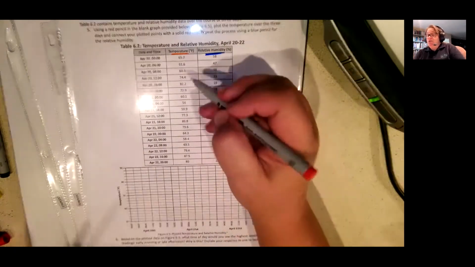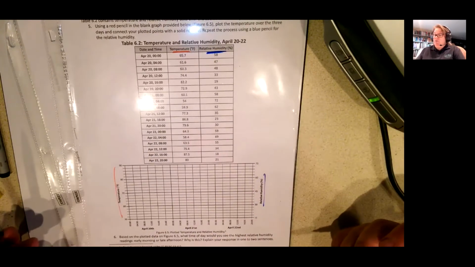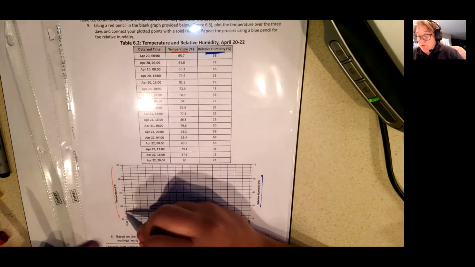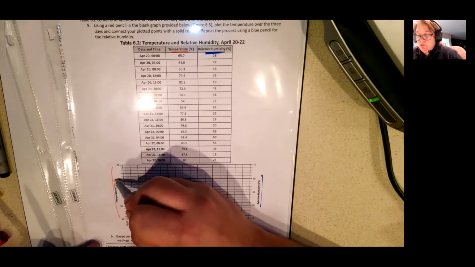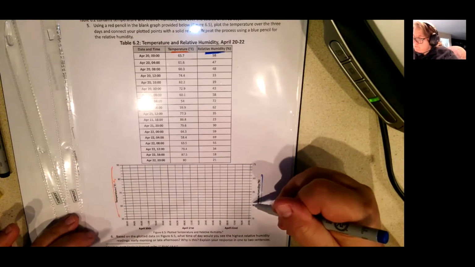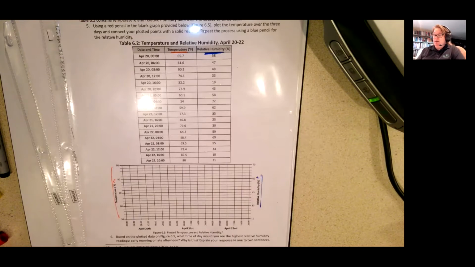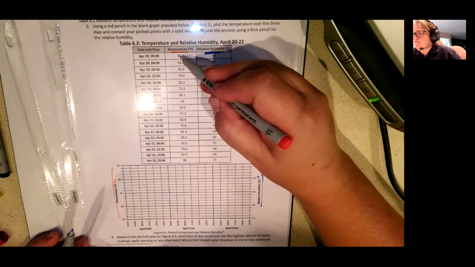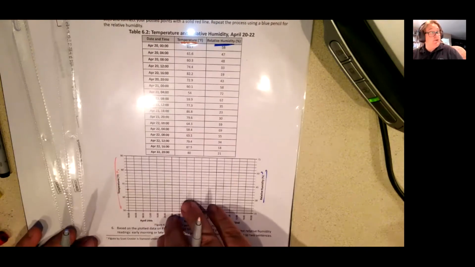Okay, and so you're going to use these values over here to plot the temperature, and you're going to use the values over here for the relative humidity. So for example, 65.7. These are on the 2s: 2, 4, 6. I like to write down what the scale is. Let's see, 15 divided by 5 is 3, just so I can remember. All right, so like 66, just below 66. 2, 4, 6, so like right in here. It's going to be our first point, right?